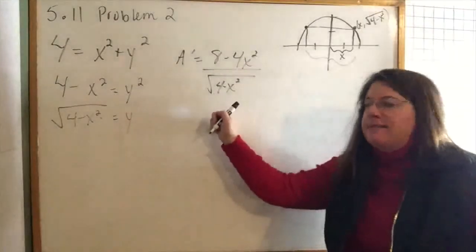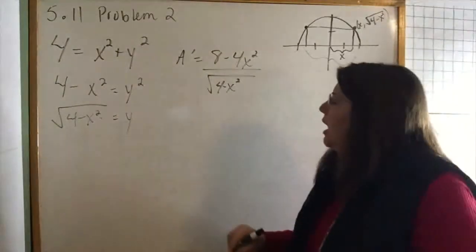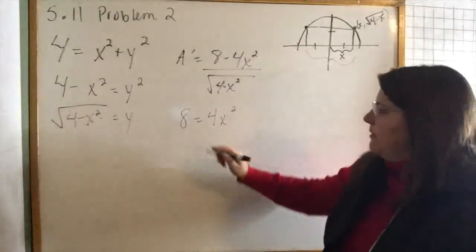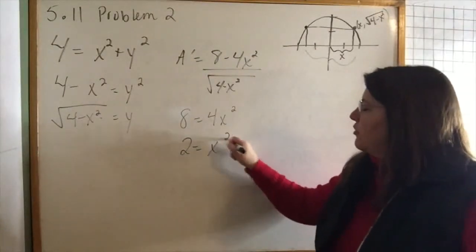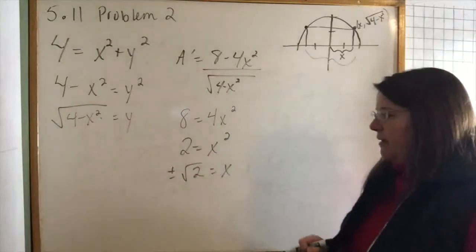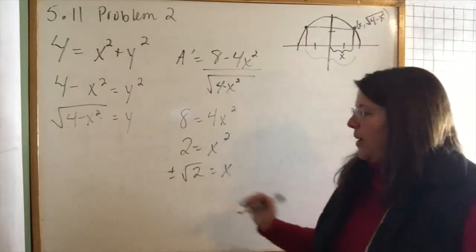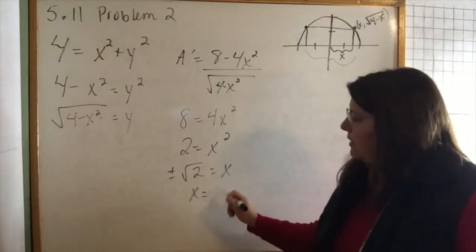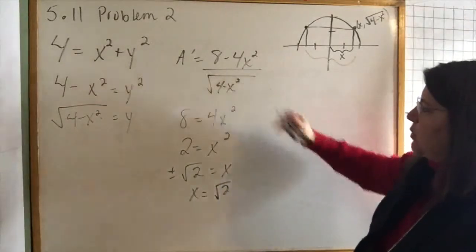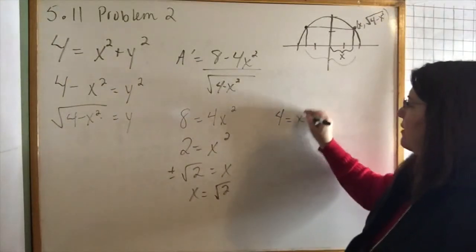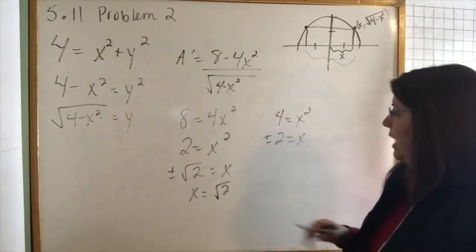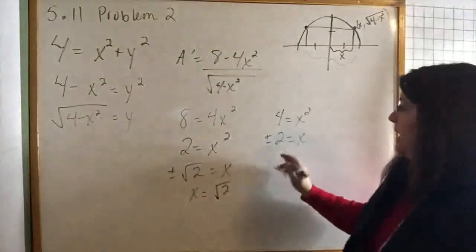So once I have A prime, I need to set it equal to 0 to find my critical values. When that is equal to 0, I end up with 8 equals 4x squared. So if I simplify this, I'll have 2 equals x squared. I'm going to take the square root of both sides, so that's going to be plus or minus square root of 2 equals x. Remember, you can't have a length that is negative, so I'm going to throw out the negative. So that yields one answer as x equals the square root of 2. And then if I set the denominator equal to 0, I will have 4 equals x squared. So x will be the square root of 4, which is plus or minus 2. I throw out the negative because I can't have a negative length. And so 2 equals x.